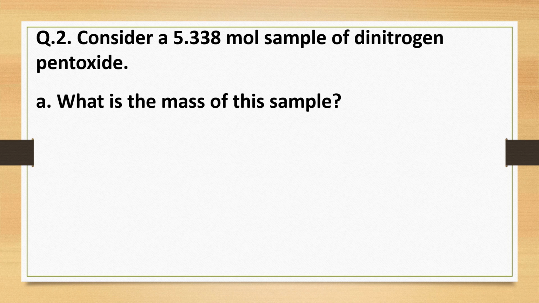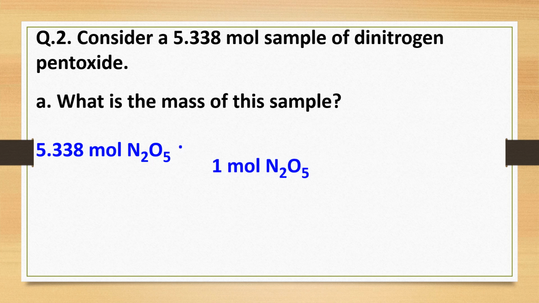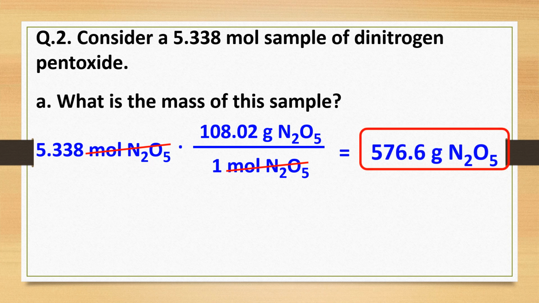We always start with the given. So starting with 5.338 moles of N2O5, how do we calculate the total mass of this size of the sample? Then what we do is multiply it by the molecular mass that you have just calculated. So we are going to multiply it by 108 grams of N2O5 per mole of dinitrogen pentoxide. Then you cross off the mole units. Now you end up with 576.6 grams of N2O5.